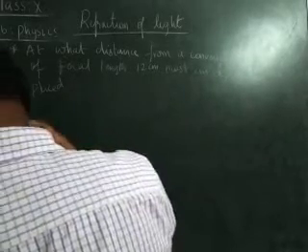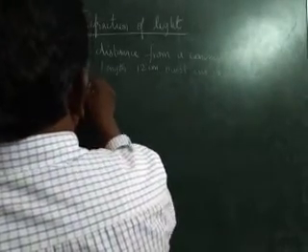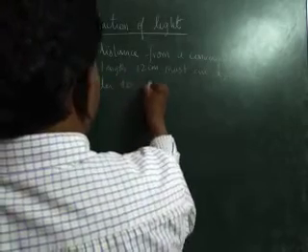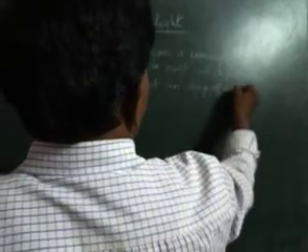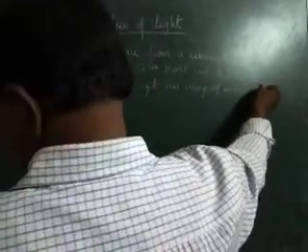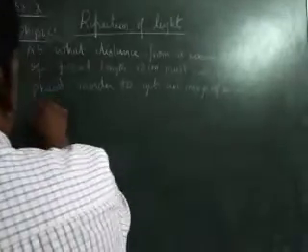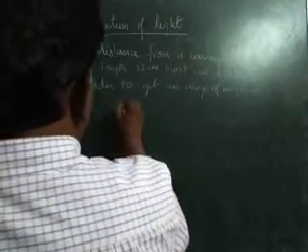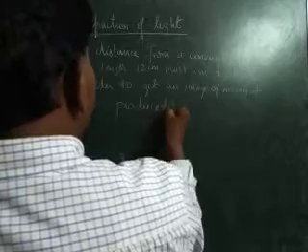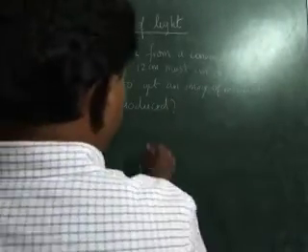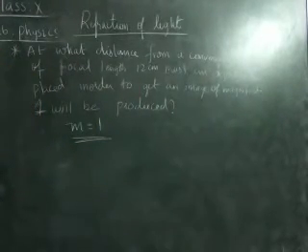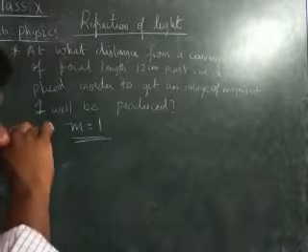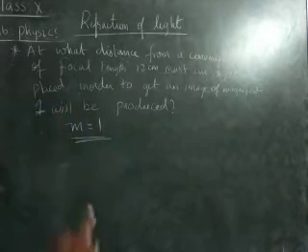in order to get an image of magnification one? See here, image magnification, that means M is equal to 1. Directly we can say the answer, children. M is equal to 1.